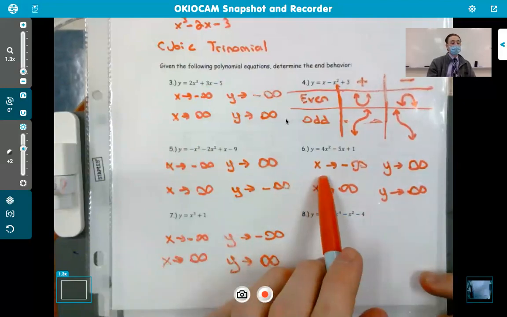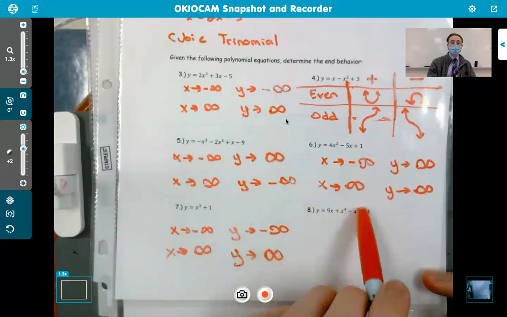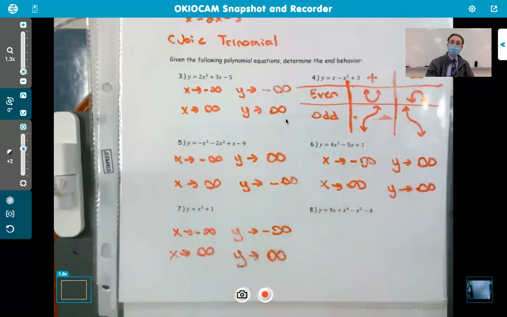Yeah, so tomorrow you're going to be given x approaches negative infinity, x approaches positive infinity. You just have to fill in the y. So you're just telling me what the end behavior is there. Okay? Any questions about end behavior before we move on?